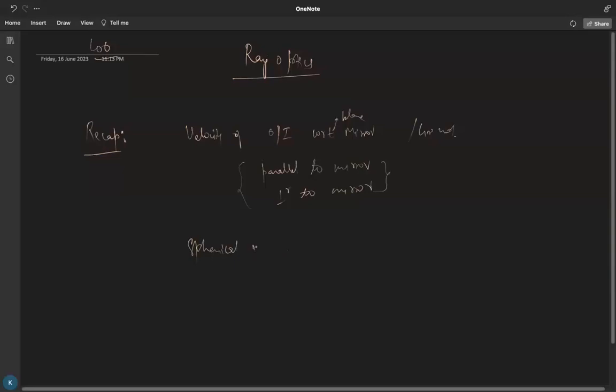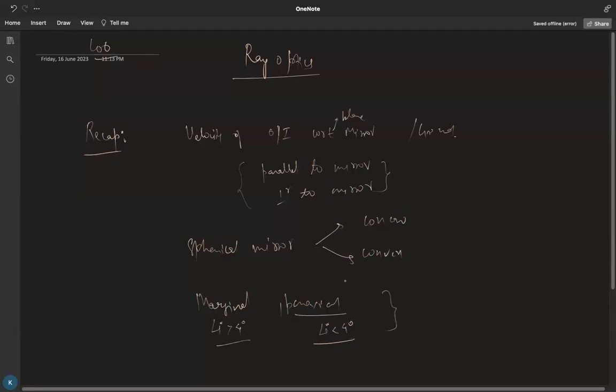In spherical mirrors, we discussed two types: one is concave, the second one is convex. We also talked about marginal rays and paraxial rays. A ray striking near the pole is a paraxial ray, with angle of incidence less than 4 degrees. And if the ray is striking away from the pole, it is called a marginal ray, with angle of incidence greater than 4 degrees.